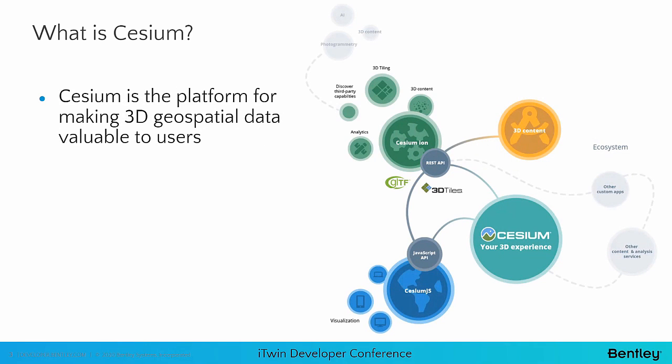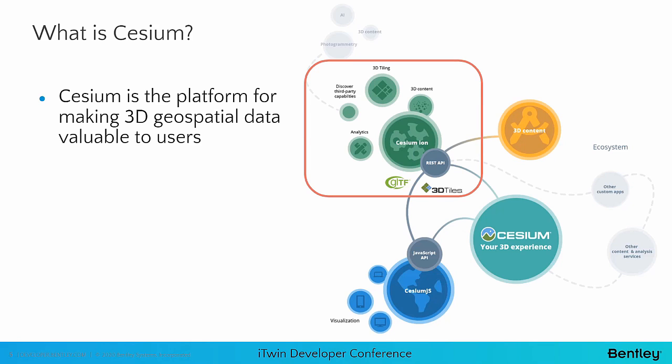So what is Cesium? In short, it's the platform for making 3D geospatial data valuable to users. Now there's a few parts to this platform. Many of you may already be aware of Cesium.js, our open source JavaScript engine that people have used to build apps in everything from aerospace to urban planning to construction and agriculture.